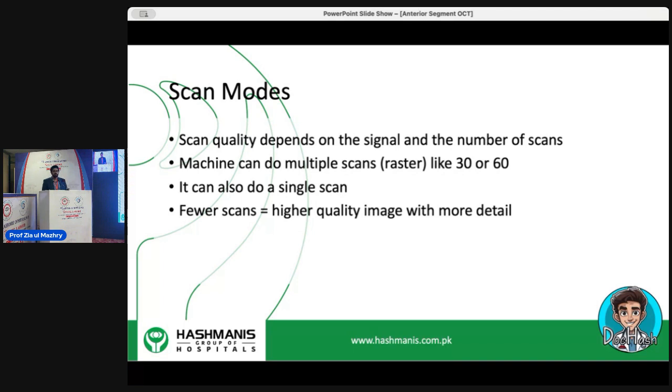So you have various modes on the OCT: 30 scans, 60 scans, and then there's a single line scan. If there's ever a pathology that you want to interpret in more detail, you can always ask your technician for a single line scan. Light energy is finite, and it's hitting whatever pathology you're imaging. If you go to a single line scan, all the light is focused on that one scan. If you do 60 or 30, it divides that light into those various scans, so the quality becomes relatively lower.